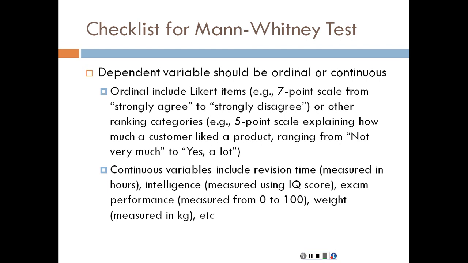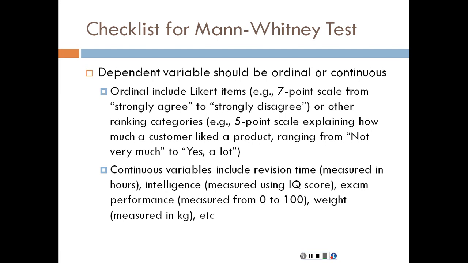It could also be continuous. So continuous, again, remember, it's that number, that one number. It's not in a category, but it's that one number. So for instance, if I'm looking at revision time for a test, it's going to be measured in hours. My first participant could have a revision time of 2 hours. The next participant could have had 5 hours. The next participant 1 hour, so on and so forth.